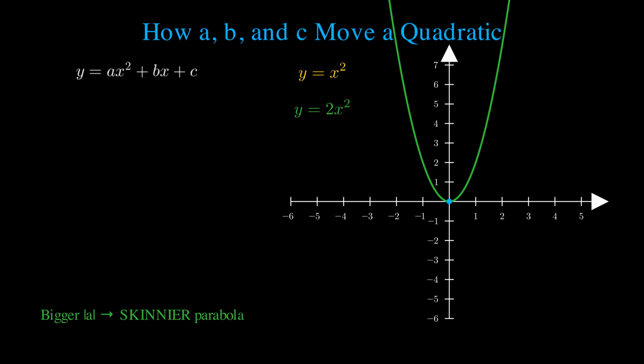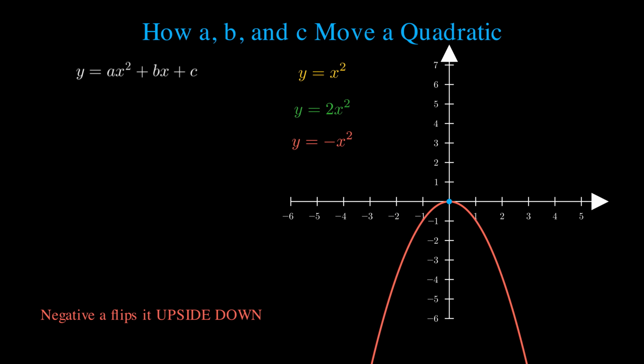Now look at this equation. Y equals negative x squared. The negative sign flips the graph. The parabola now opens down. This always happens. If a is negative, the parabola opens down.